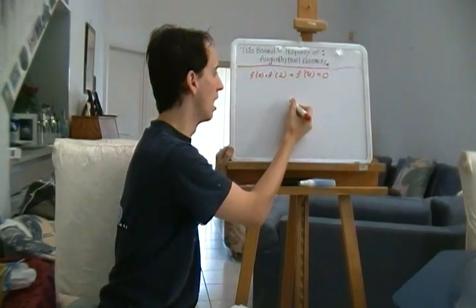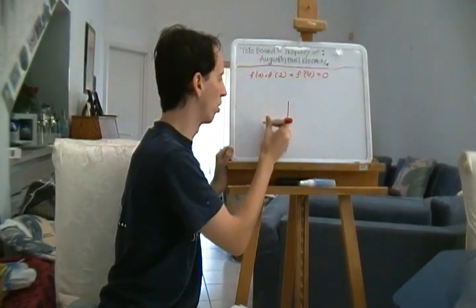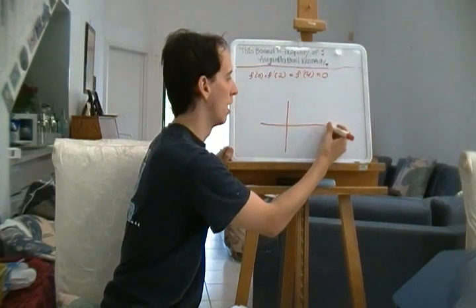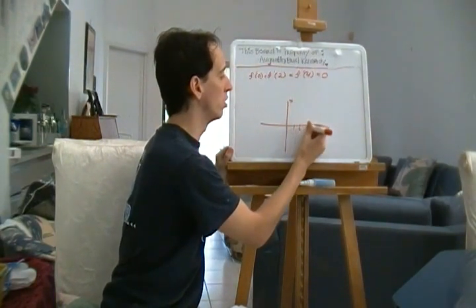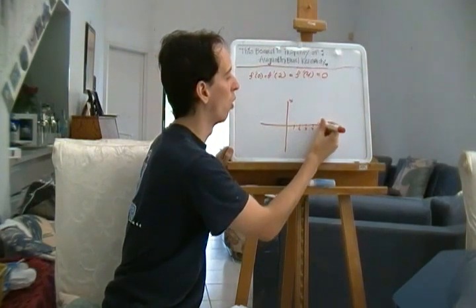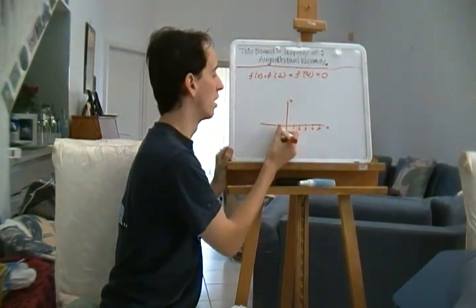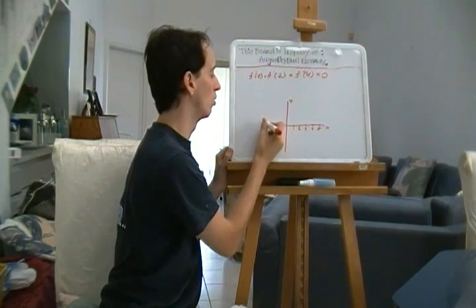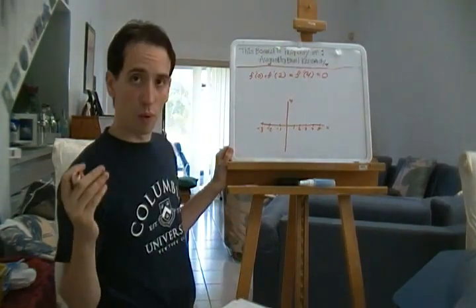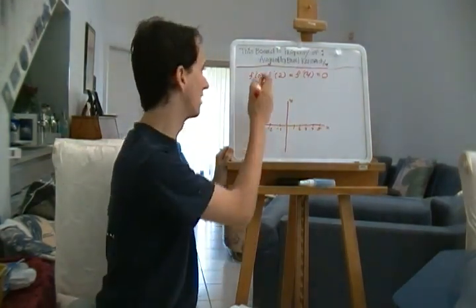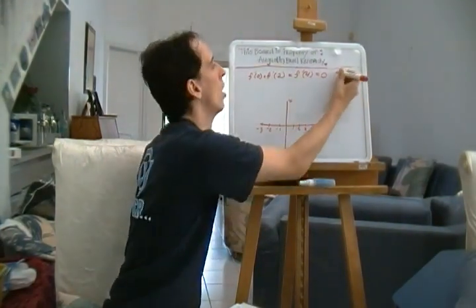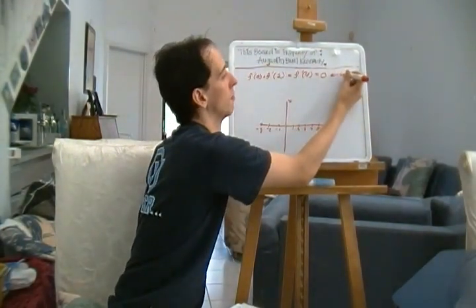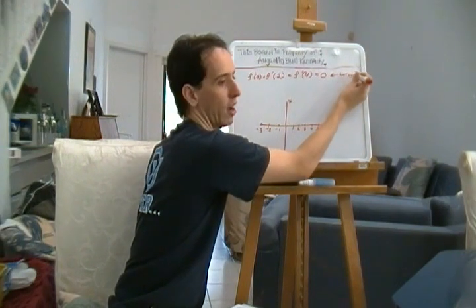So let's go ahead and draw a little coordinate plane here. X, Y, 1, 2, 3, 4, 5, -1, -2, -3. What we know is that at some point at 0, at some point at 2, and at some point at 4, there is a horizontal tangent. Alright, now what does this mean?